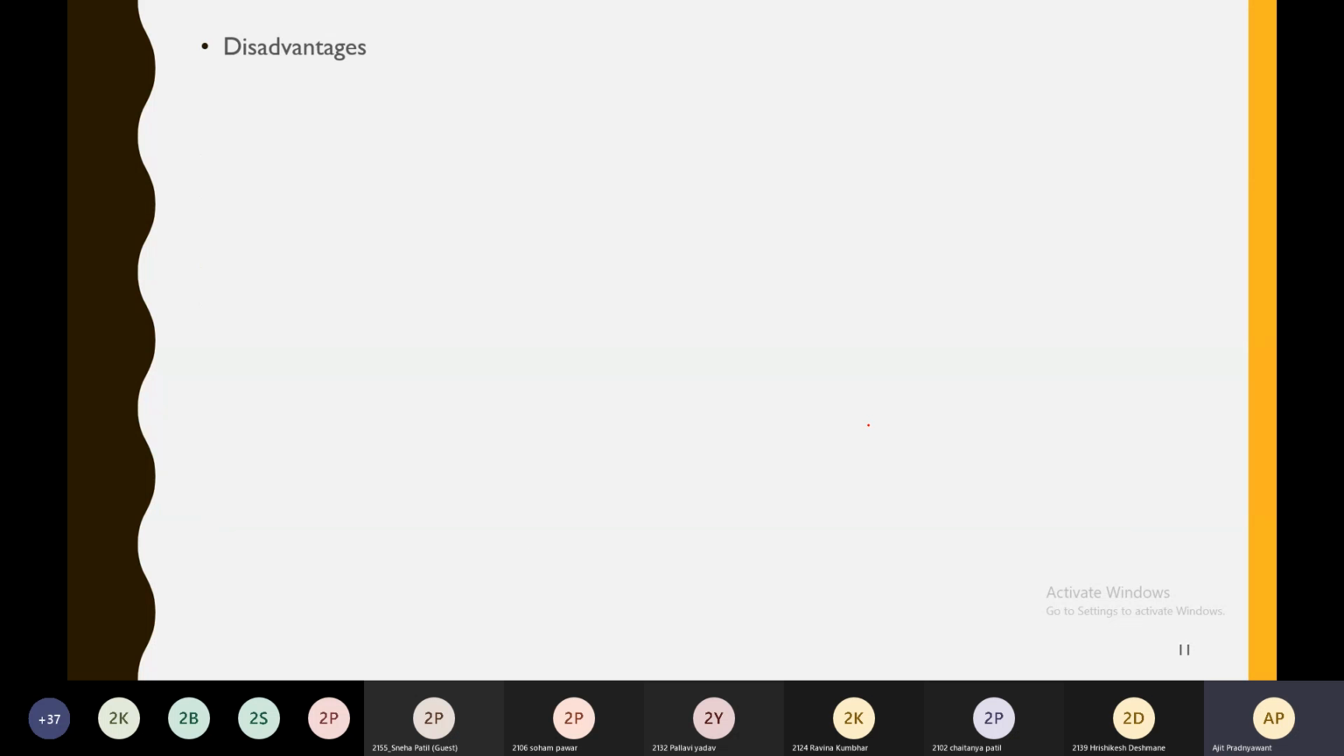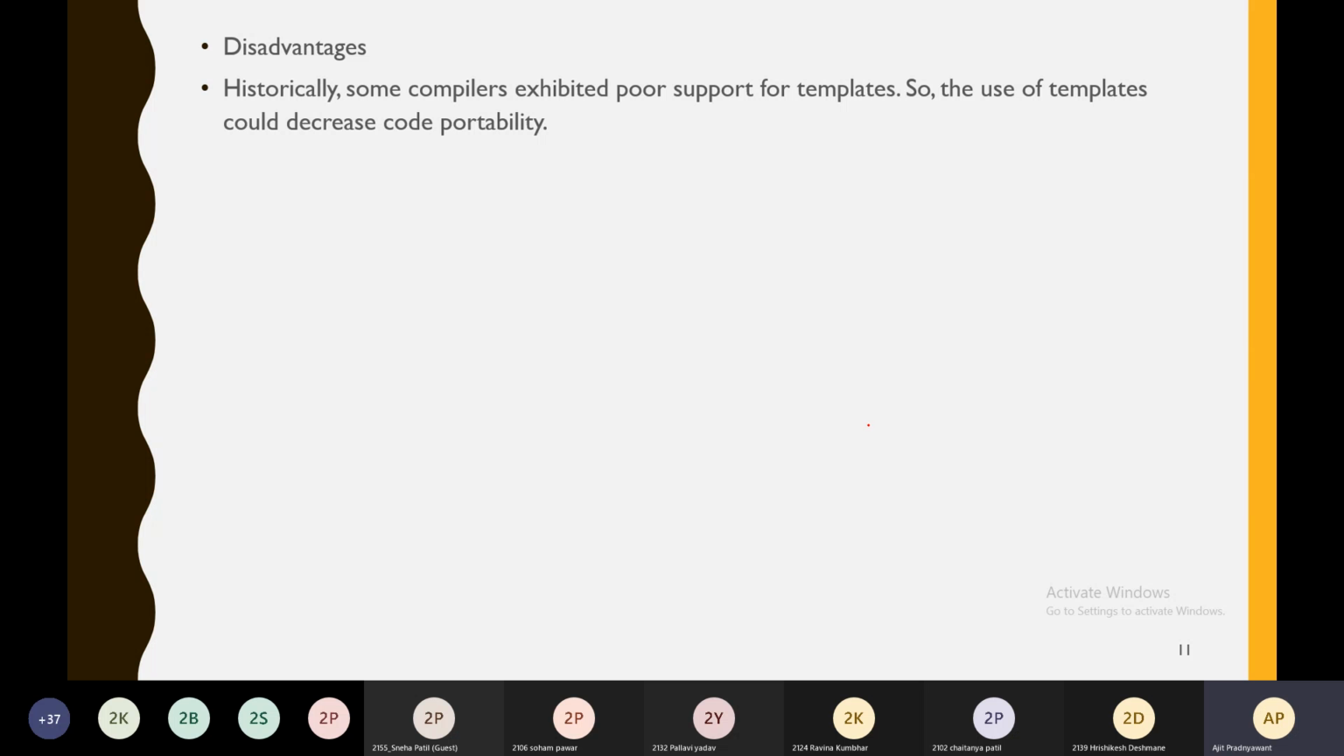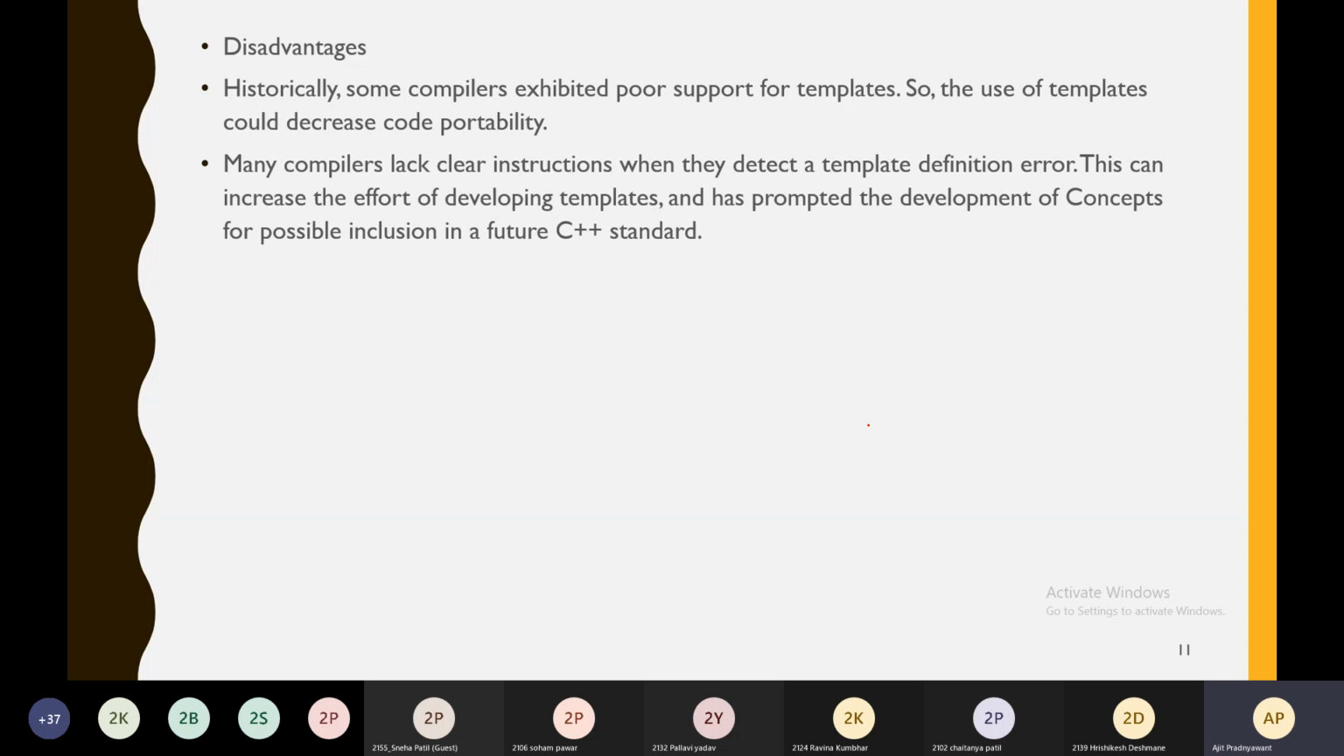So let's see the disadvantages or limitations of templates. Historically, some compilers exhibit poor support for templates. That is the compatibility of the compilers. So the use of templates could decrease code portability. Many compilers lack clear instructions when they detect a template definition error, and this can increase the effort of developing templates and has prompted the development of concepts for possible inclusion in the future C++ standard.